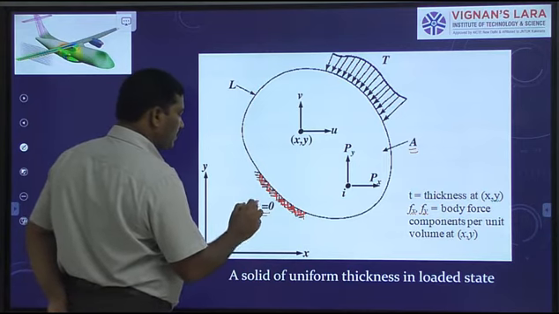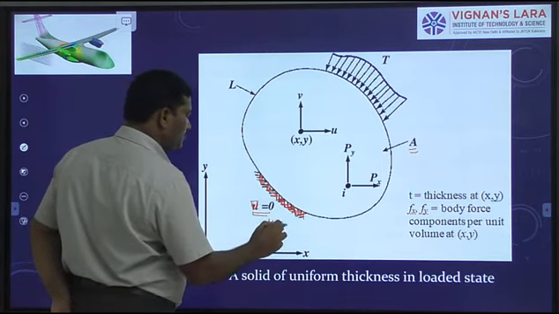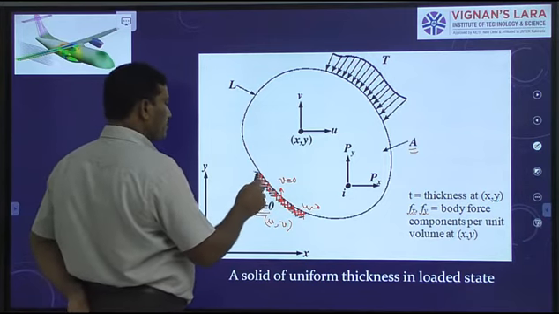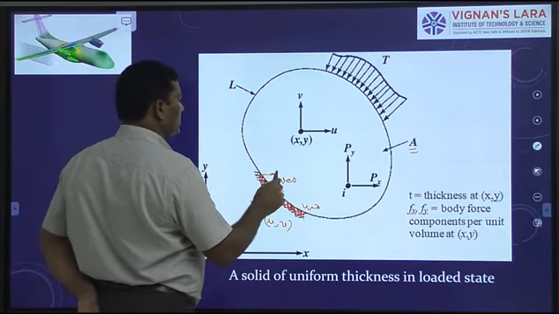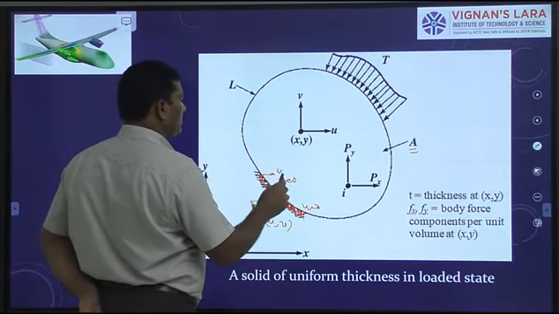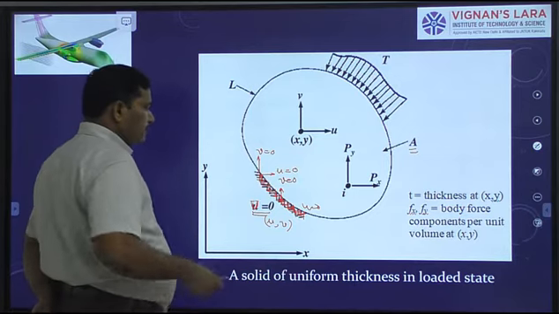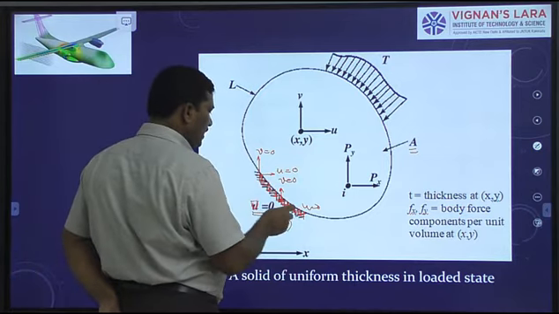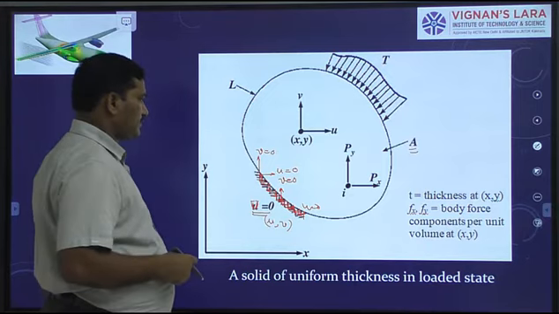And what are its components? Its components are small u and small v. If you take any point here on this fixed surface, small u equals 0 and small v also equals 0. Because the points on this fixed surface cannot move, cannot displace, right?